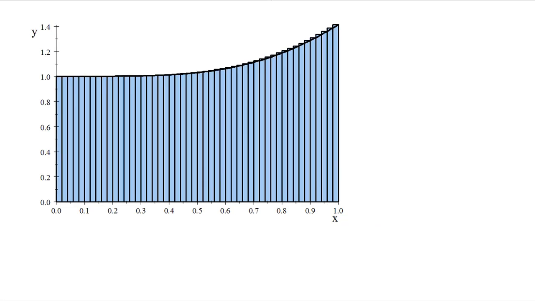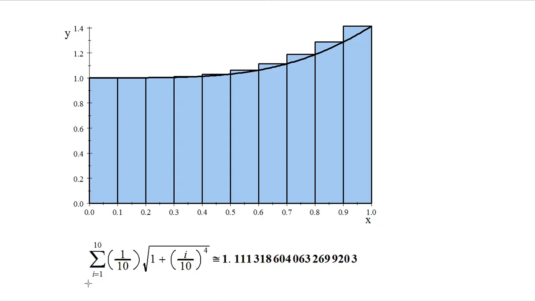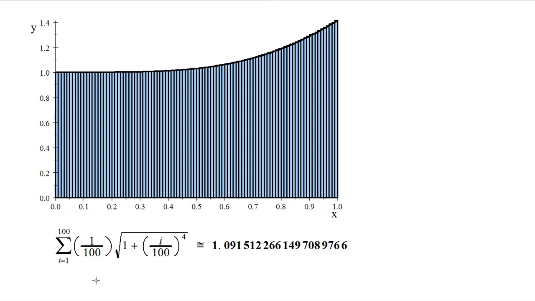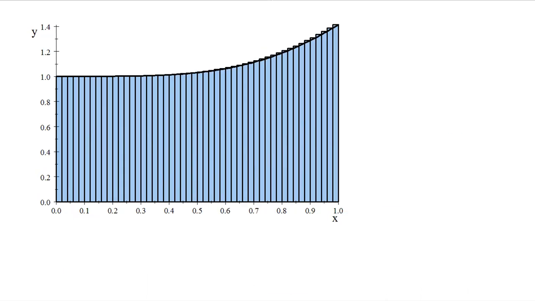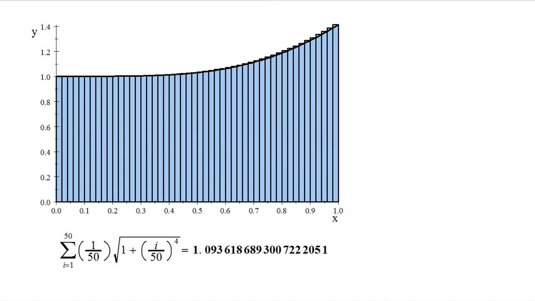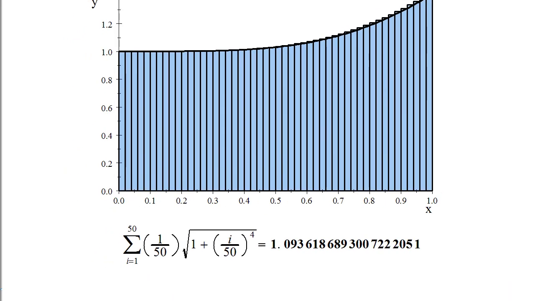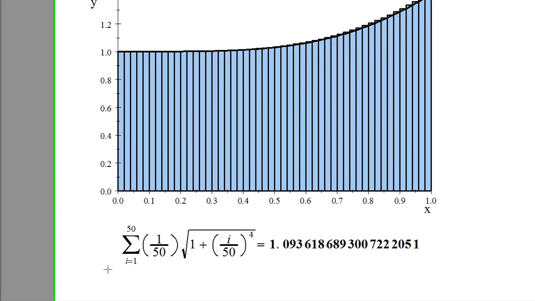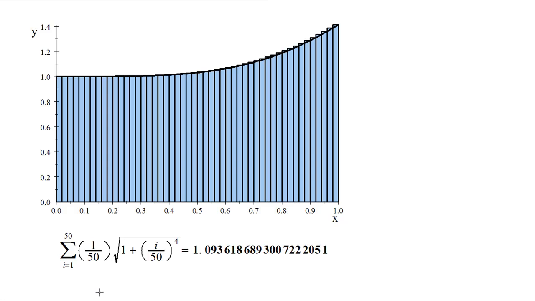Now we have 50 rectangles here, so each one of them is 1 over 50 units wide. If we look at the sum, I think I went to the previous one. Just a second. That's what happens when I'm doing it. Yes, here is the correct one. I'm sorry. So you can see this is slightly smaller than before.